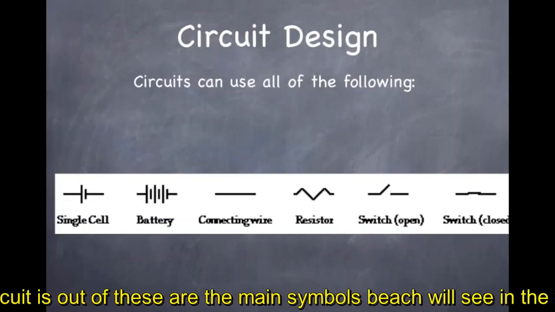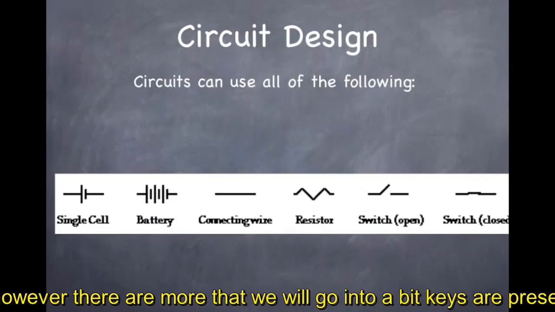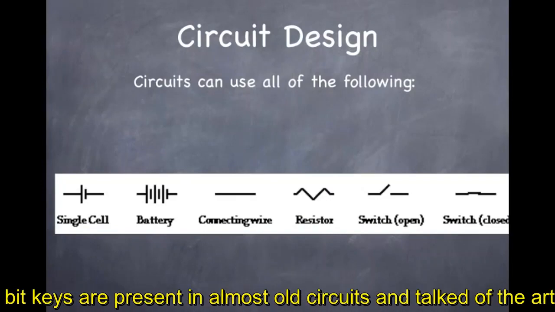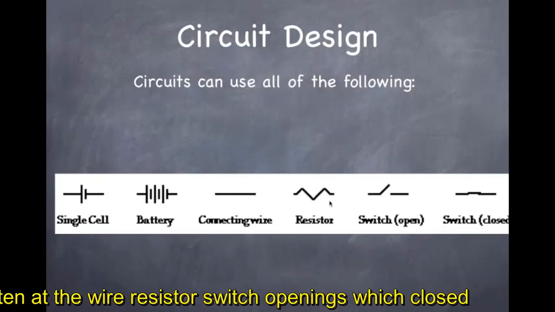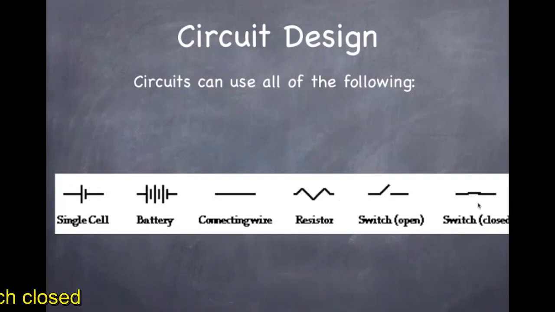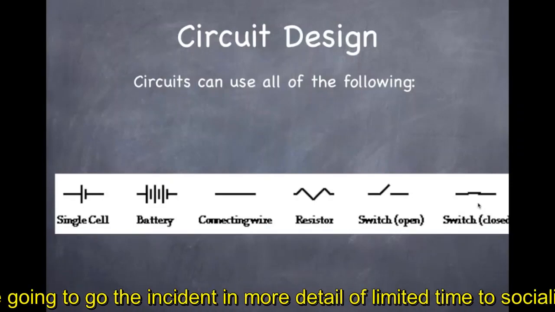These are the main symbols that you will see in the vast majority of circuits. There are more that we will go into, but these are present in almost all circuits that we talk about. They are single cell, battery, connecting wire, resistor, switch open, and switch closed. And we are going to go into them in more detail one at a time.